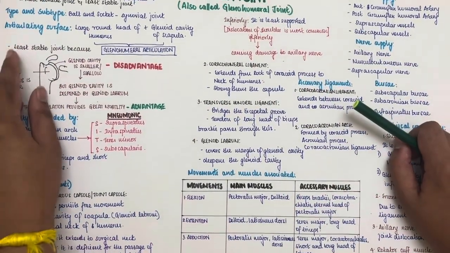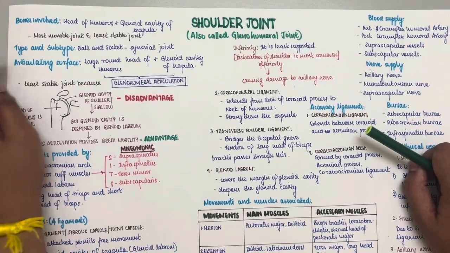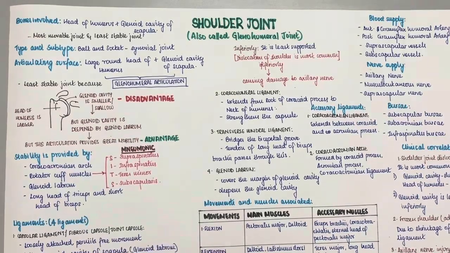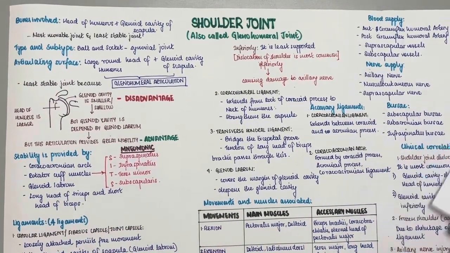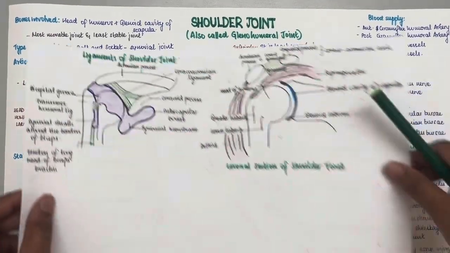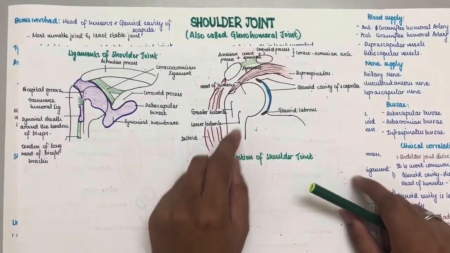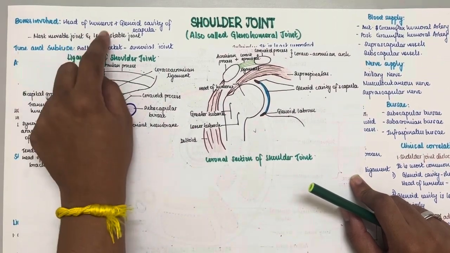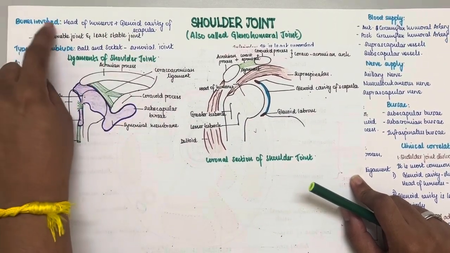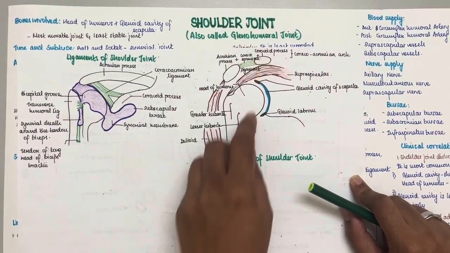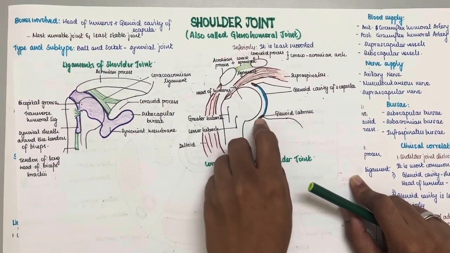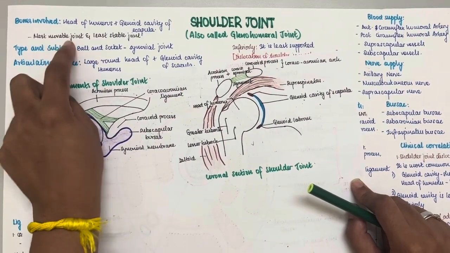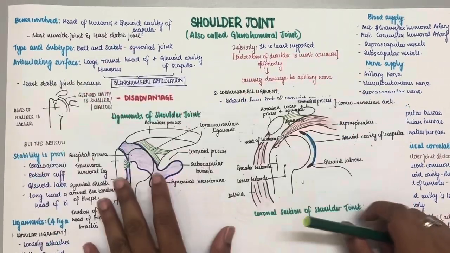So the bones involved are the head of humerus and glenoid cavity of scapula. Let's orient this with a picture. So here, this is the head of humerus and this is the glenoid cavity of scapula. The head of humerus and glenoid cavity of the scapula together form the shoulder joint. Now we already said that the joint is the most movable joint and least stable joint.